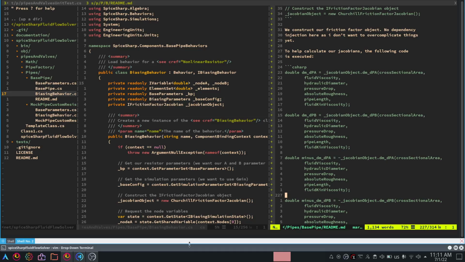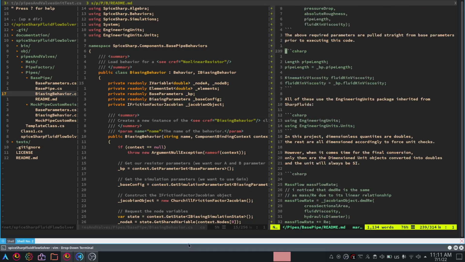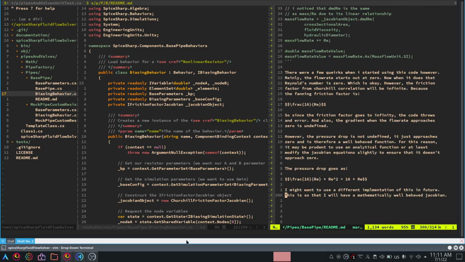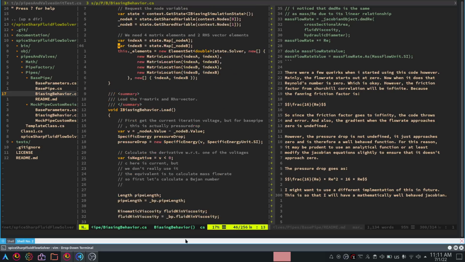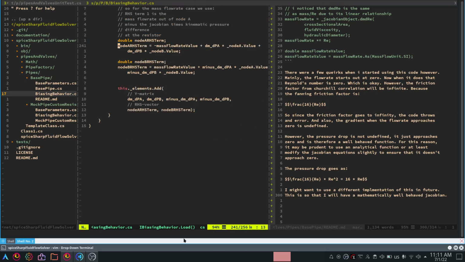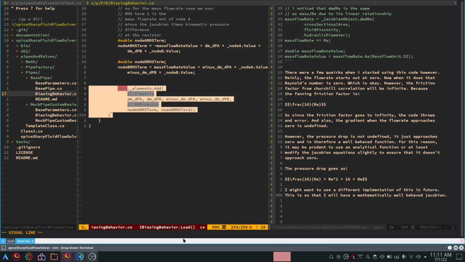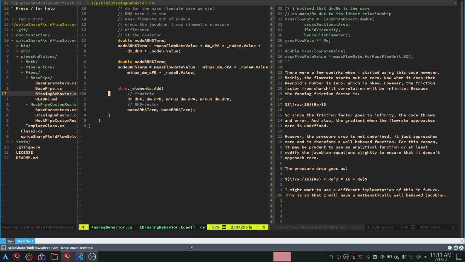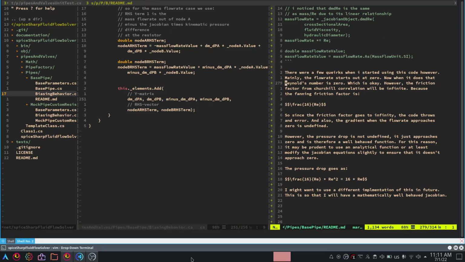I have written some notes. The first thing that happens is, what are we doing at the end of the day? We want to perform this method right here, this dot elements add. It adds all the correct Jacobian partial derivatives to the Jacobian matrix, as you can see here: dm/dpa, dm/dpb, and so on and so forth.